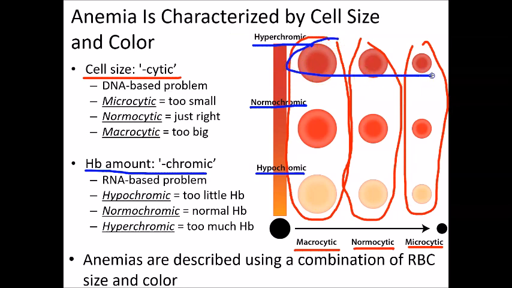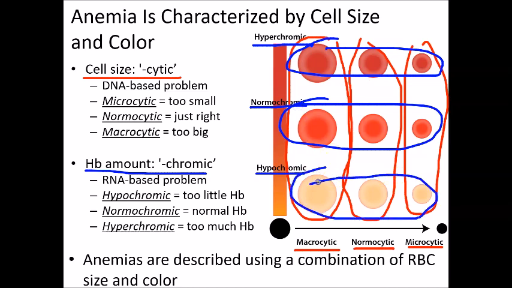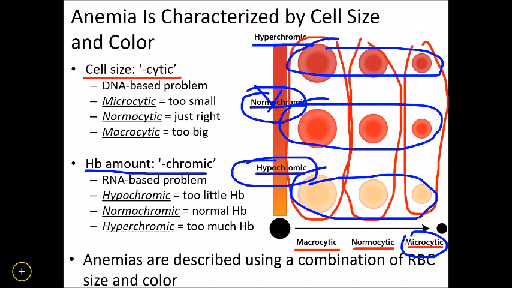So we can look, and here's all of our hyperchromic cells. Here's all of our normochromic cells. Here's all of our hypochromic cells. So if you look, we've got a way to describe different types of anemia. So the most common type of anemia is microcytic hypochromic. We'll look at the next slide and kind of see what I mean by that.